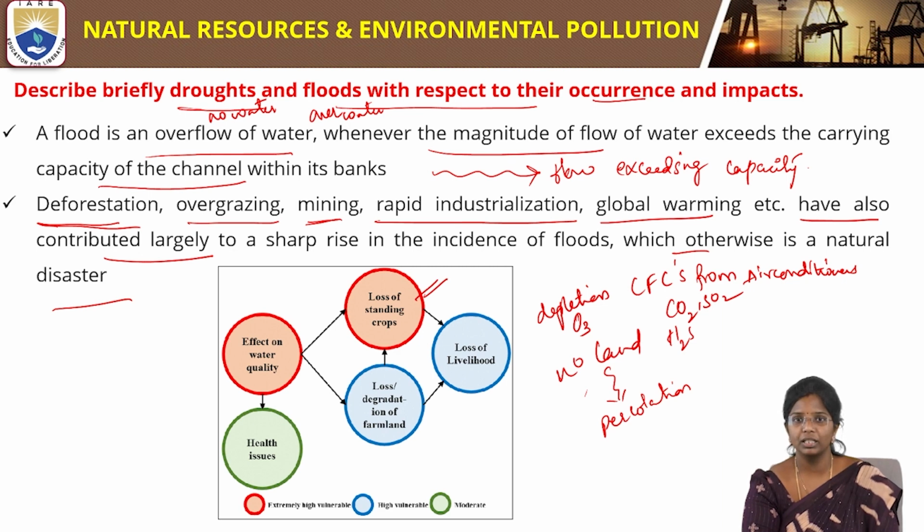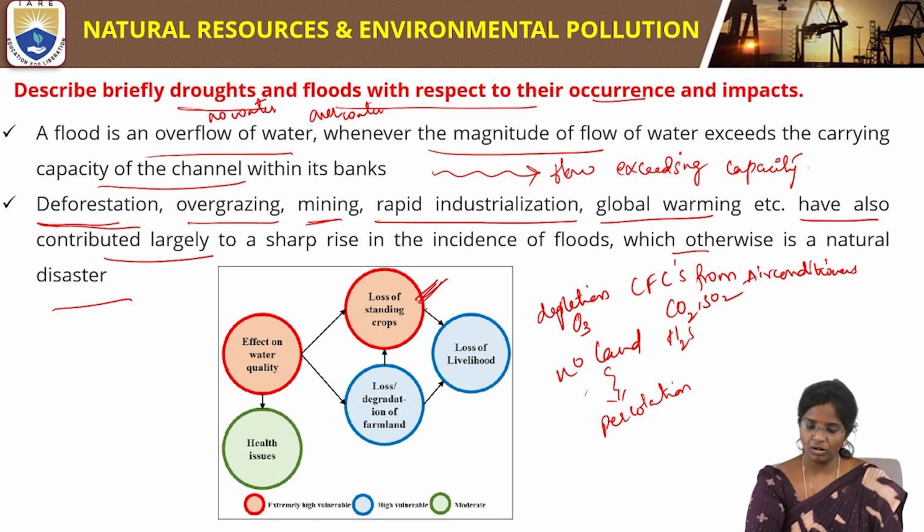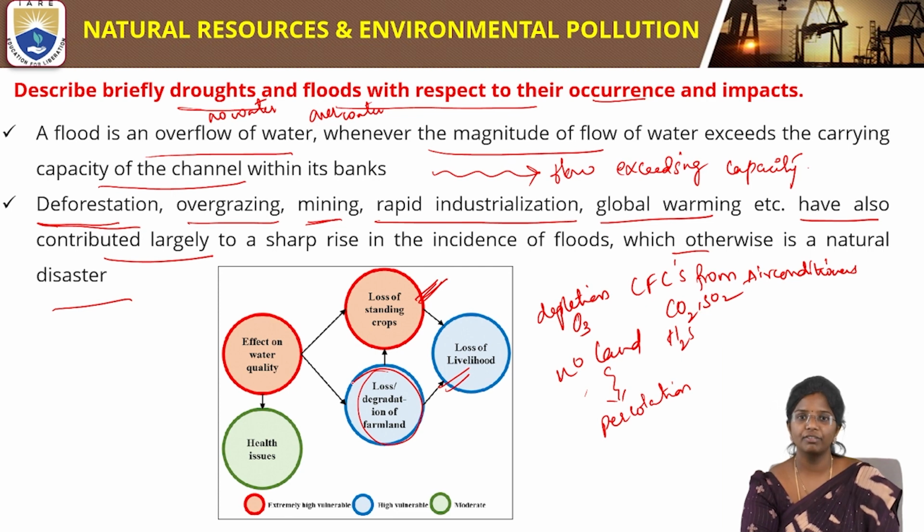Will be washed away by this rainwater or the flood water. So that is a big loss to the government and also for the farmers. And whenever there is a loss of these crops, the livelihood will be affected because sufficient food will not be available to the people. So that is how the livelihood will be affected. The farmland also degrades, because if there are any fertilizers, they are washed away with these and degrade the land.